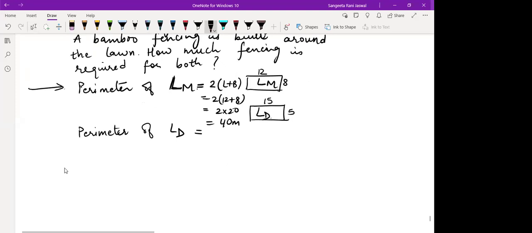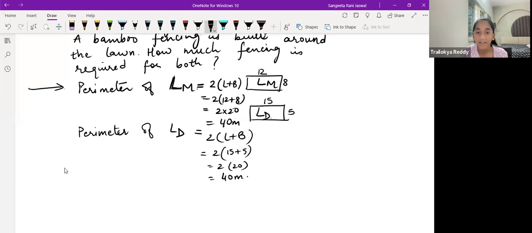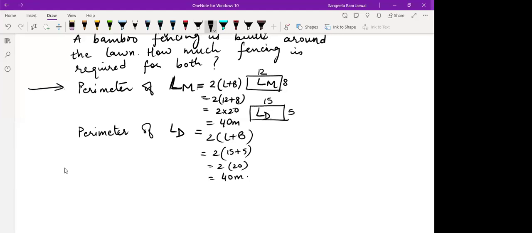Yes, Adya. Ma'am, 2 into L plus B. Yes, how much is that? 2 into 15 plus 5 is equal to 2 into 20 is equal to 40 meters. Very good. Okay, Trilokya, tell me how much is the total perimeter required for both lawns? Ma'am, 80 meters. Okay, so that is the total bamboo fencing required.